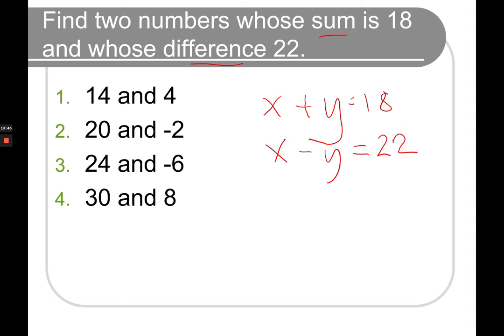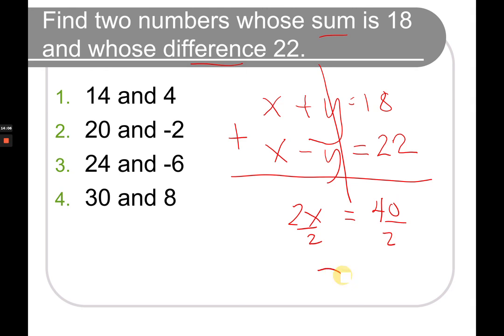And now we can find the two numbers. We have choices here, so let's see which ones are true. By adding, you eliminated y. X plus x is 2x. 18 plus 22 is 40. Divide by 2, divide by 2. X is 20. And therefore, it should be 2.